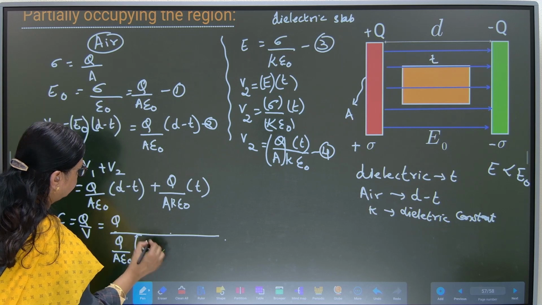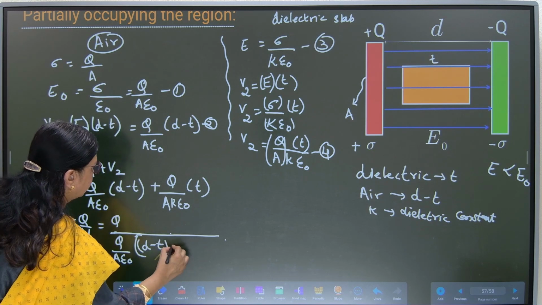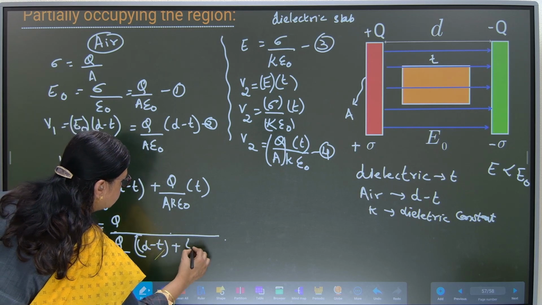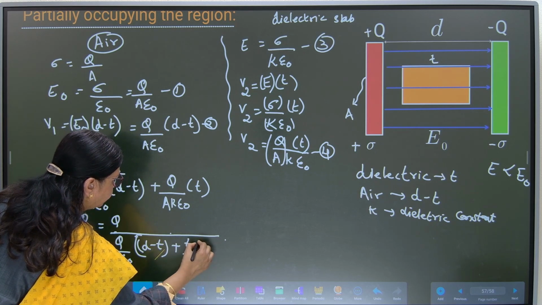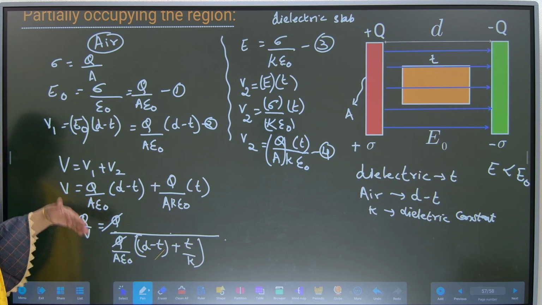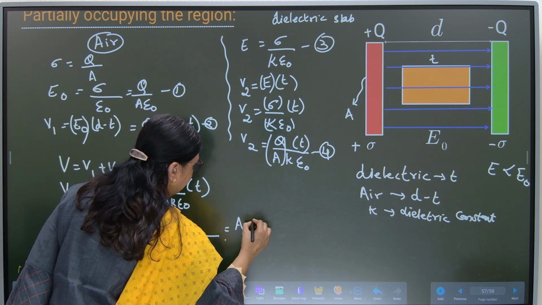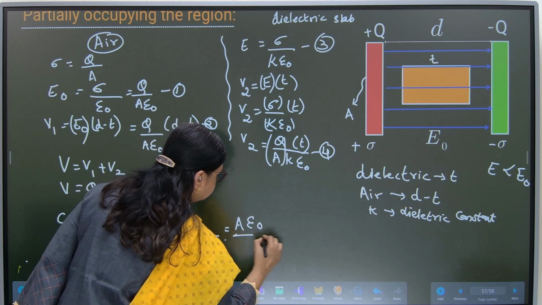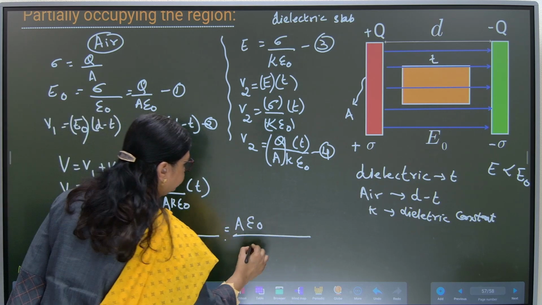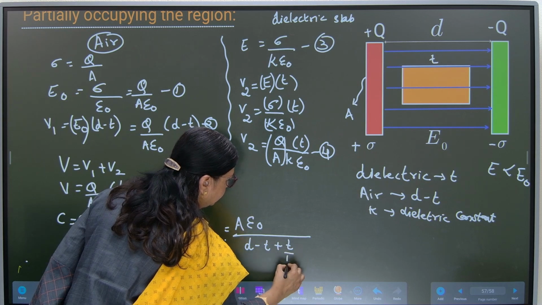What is left out in the first term? D minus T. And in the second term I have T upon K. As you can see, Q and Q cancel. A epsilon naught I can take out. So I get A epsilon naught divided by D minus T plus T upon K.